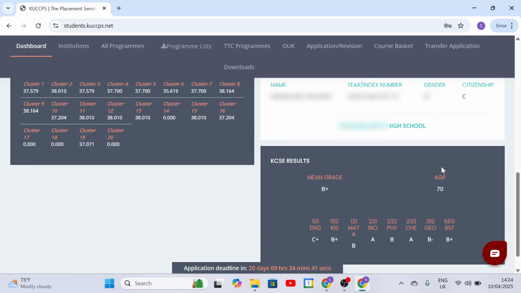So from them, you'll be able to see these three things here. One is where you have your details. So you will find your name here. You'll find your index number, your gender, your citizenship, and the school that you attended. Then you'll find your KCSE results, very well displayed here. Then you'll also find what we call a cluster calculator.